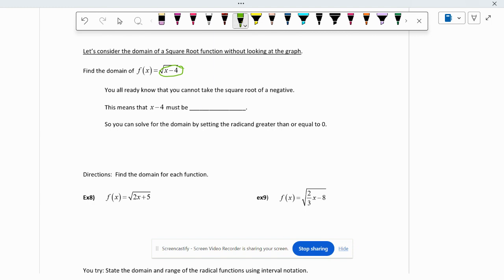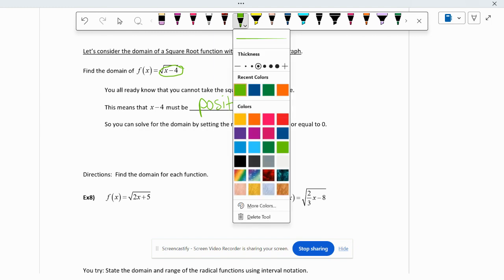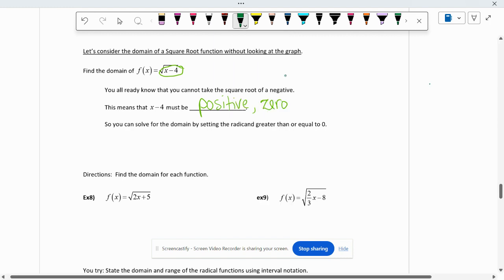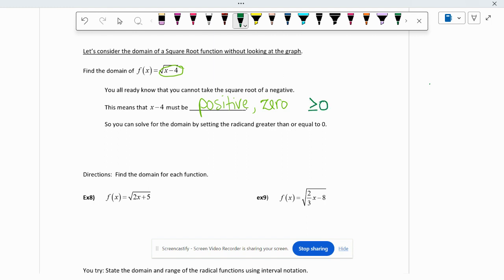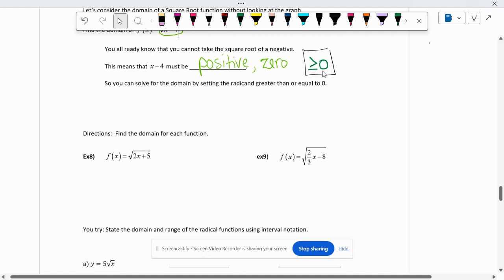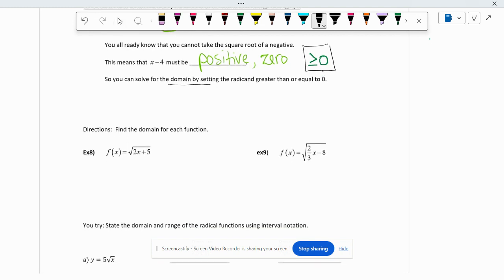Well, let's see. If x minus 4 can't be negative, that means it has to be positive, right? Or it could be 0, right? It could also equal 0 because we can take the square root of 0. So what do we say about numbers that are positive or 0? Well, we just say that they have to be greater than or equal to 0, right? So what does that mean? That means that the expression underneath the square root has to be greater than or equal to 0. So you can actually solve for the domain by setting the value that's in the radicand.